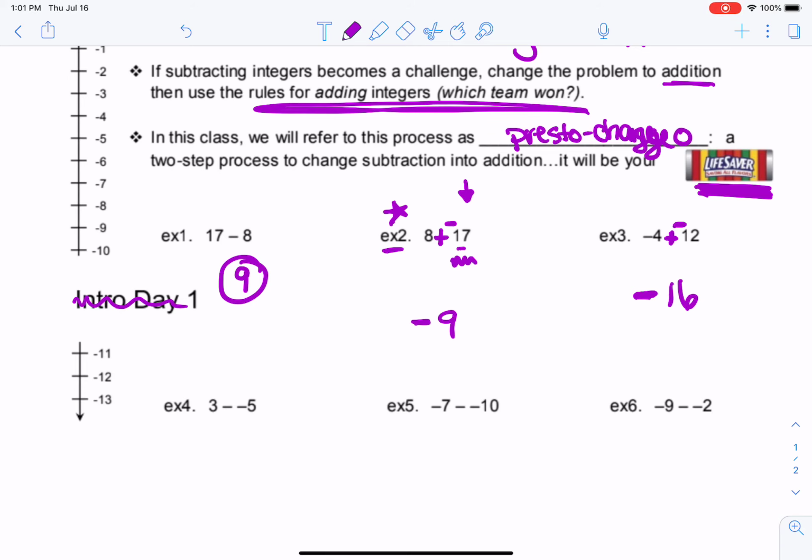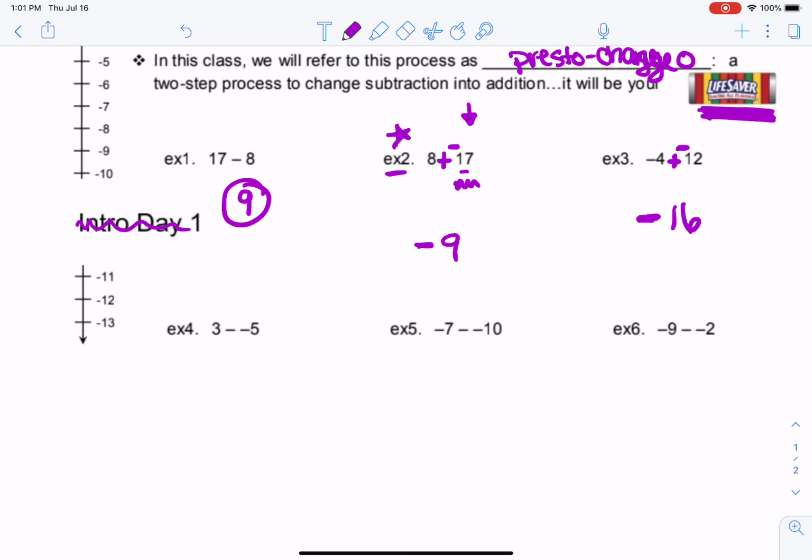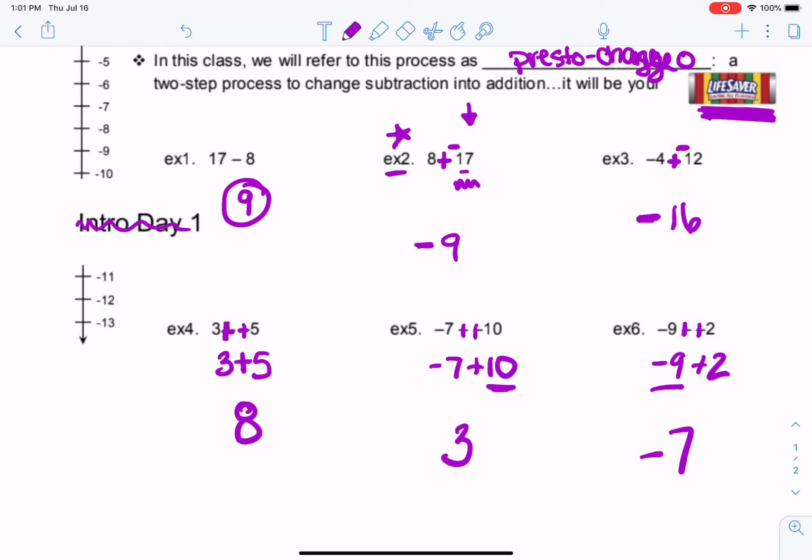And then something like this is where presto changeo is absolutely necessary. Now I have a subtraction sign. I'm going to do presto, change. The opposite of a negative 5 is positive 5. So you'll see by doing presto changeo, adding the opposite, this is a much easier problem than it first looked. It's really just 3 plus 5. So I have 8. Another presto changeo. So really this is negative 7 plus 10. My bigger number is positive. I'm going to subtract those two numbers, and it's going to be positive 3. And then finally, presto changeo, add the opposite. This is really negative 9 plus 2. My bigger number is negative, so my answer is going to be negative 7.